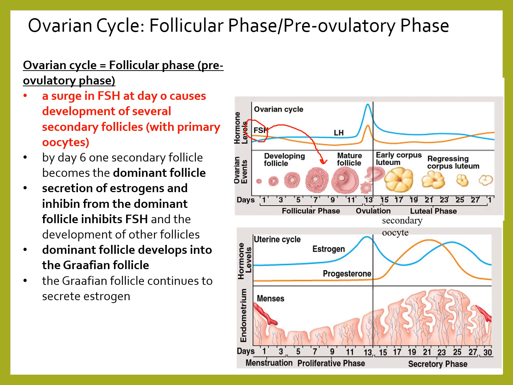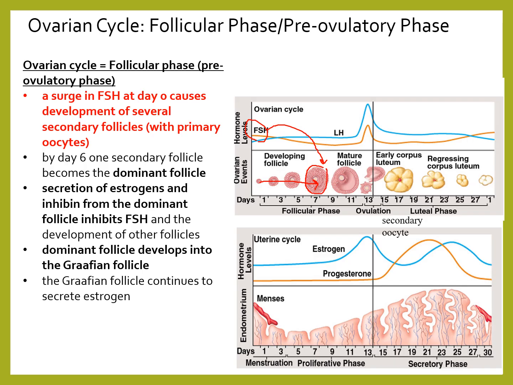What it's going to do at day 0 is cause the continued development of several secondary follicles containing primary oocytes. So it's going to start that secondary follicle development. At about day 6, one of them is going to become the dominant follicle. The other ones are going to cease to develop, and they're actually going to degenerate. This dominant follicle is shown in this figure as the bigger follicle, this big follicle right here. So we'll call the one I'm circling the dominant follicle.